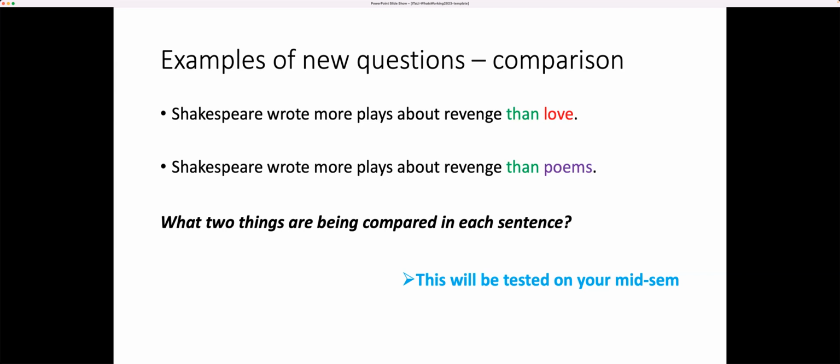Okay, so you can see this slide, which is taken from our week 3 PowerPoint. I think it's pretty obvious that the first sentence is comparing revenge with love, and the second sentence is comparing plays with poems. That kind of contextual analysis seems to be a bit challenging at the moment for ChatGPT. It may well improve. Next slide, please.